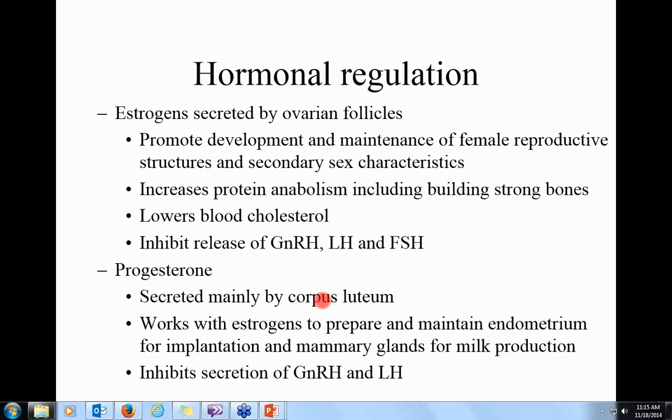Progesterone is secreted mainly by the corpus luteum. Not only is it going to prepare and maintain the endometrium, but it's going to get the mammary glands, or the breasts, ready for milk production. And it too is going to inhibit gonadotropin releasing hormone and luteinizing hormone. So another example of negative feedback.